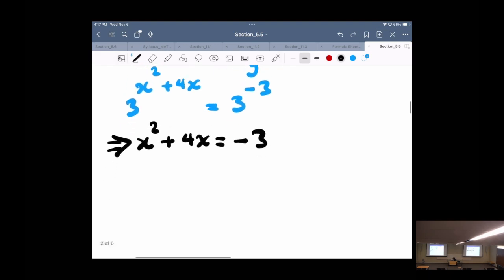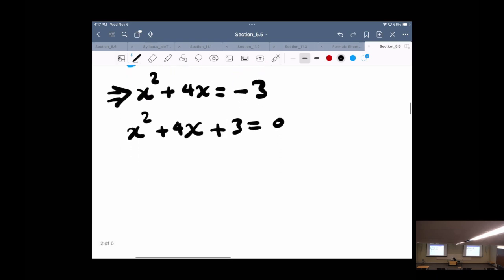Okay, so this gives us a quadratic equation, right? If I move the negative 3 from right to left, what do I get? I get x squared plus 4x plus 3 equals 0. Then if we can factor this quadratic equation right away, we will do that because it's the easiest and quickest way of solving a quadratic equation like this.